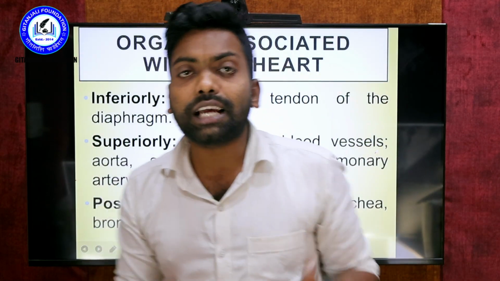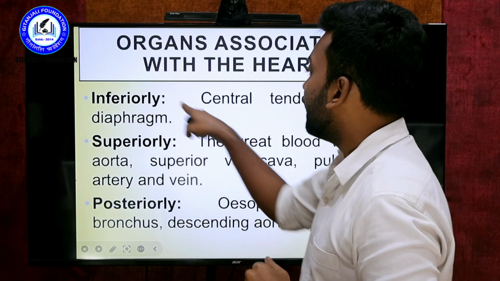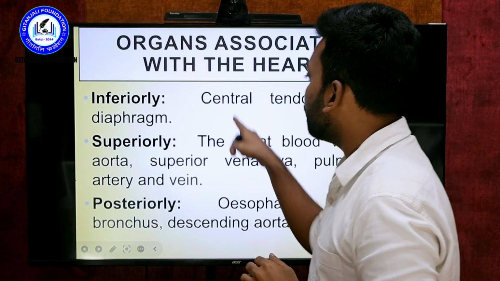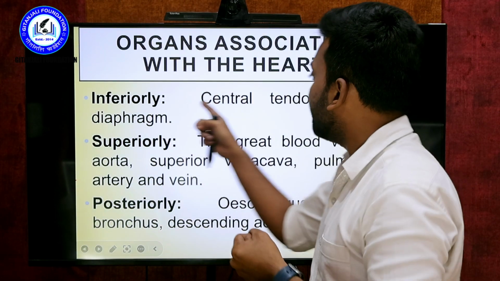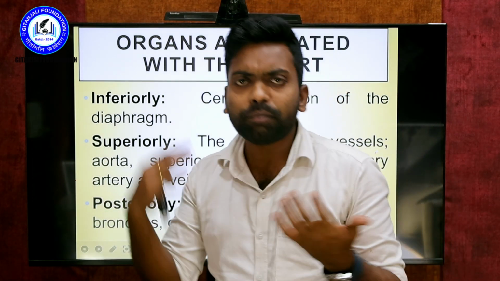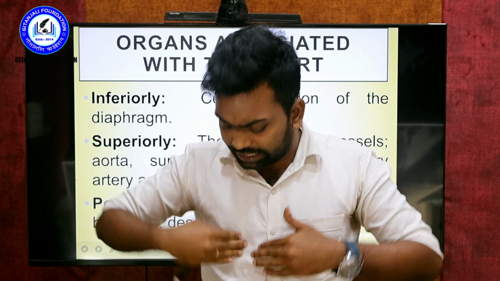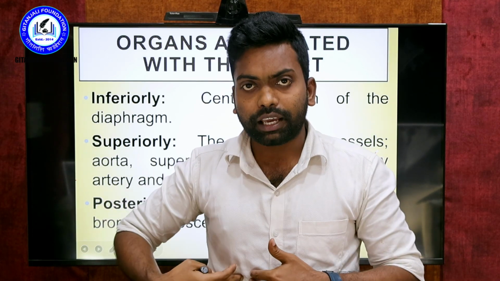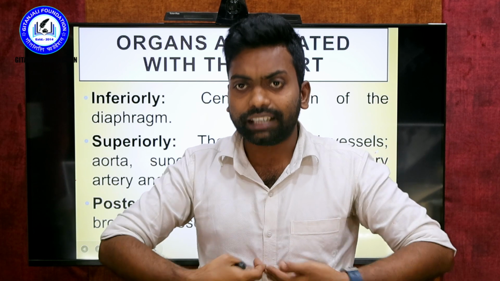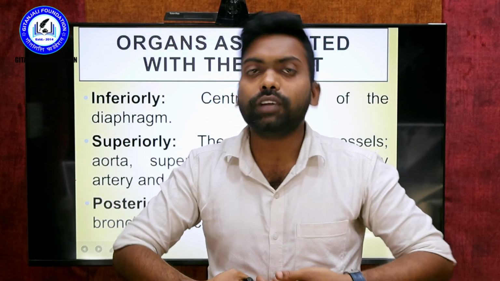By that you can understand the exact location of the heart. Dear students, you can see the inferior. Inferior means below the heart, there is the tendon of the diaphragm. You can see a live example while I'm teaching also; you can check where the location is. See, there is the diaphragm here. Just behind the rib cage there is a muscle, a tendon, that is called the diaphragm. This is the inferior part of the heart.